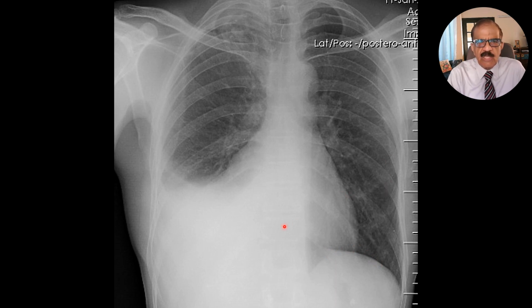So it is strictly unilateral pleural effusion, and it is free effusion because it has taken up the most dependent part. You don't see the diaphragm or the right heart border, and there is no air here. So this is right-sided pleural effusion.